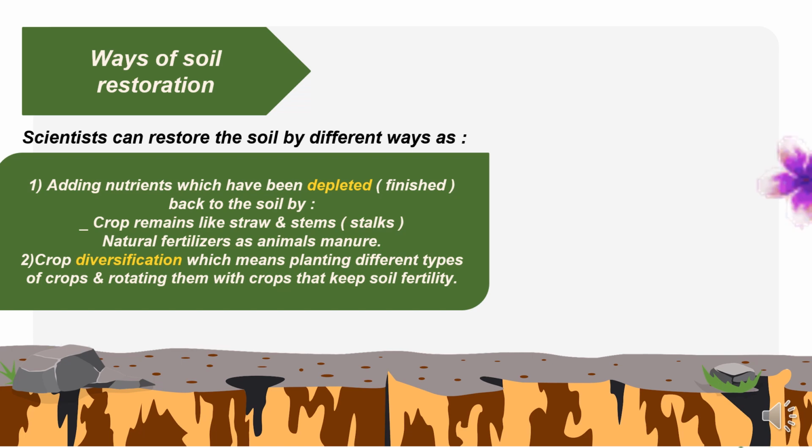As number one, they can add straw and stems or stalks, and also they can add natural fertilizers such as animal manure. They can also use a very good way which is called crop diversification. Crop diversification, primary 6, means planting different types of crops all over the soil, not only planting one type, and also rotating them with crops that keep the soil fertility.